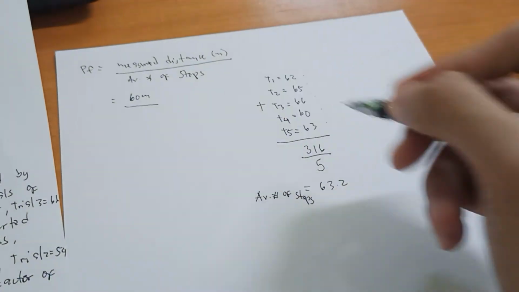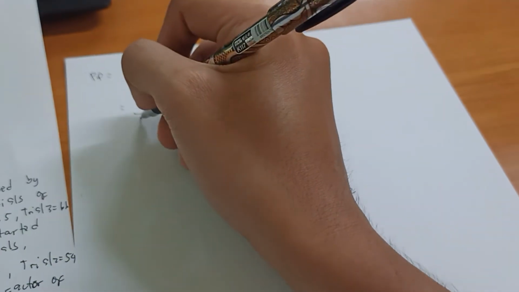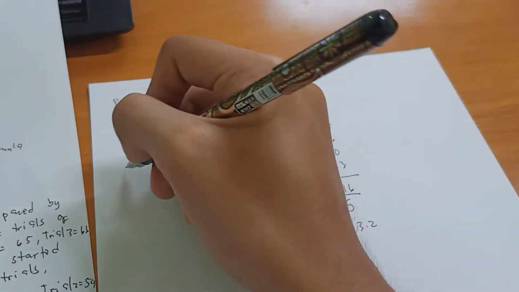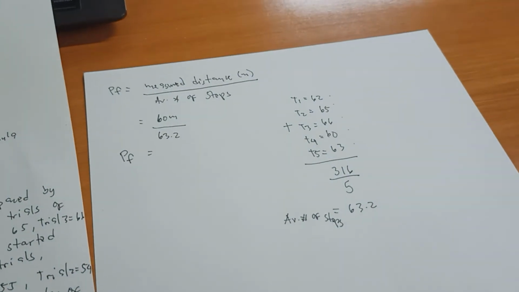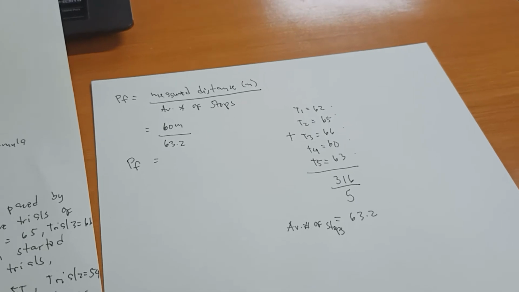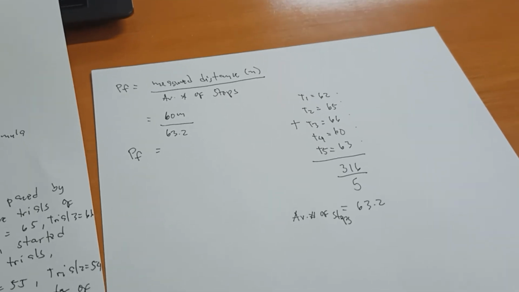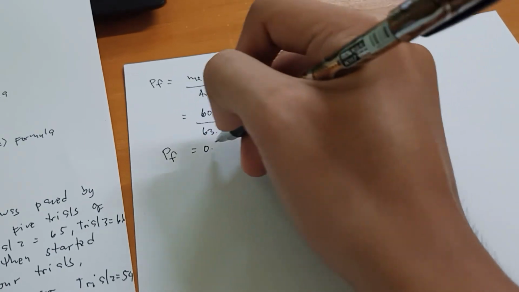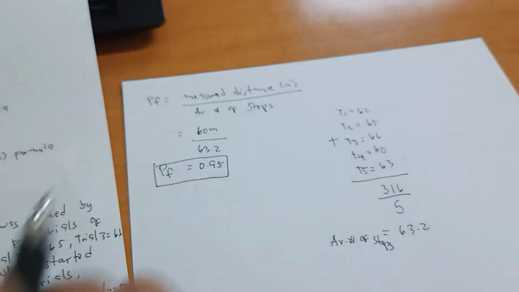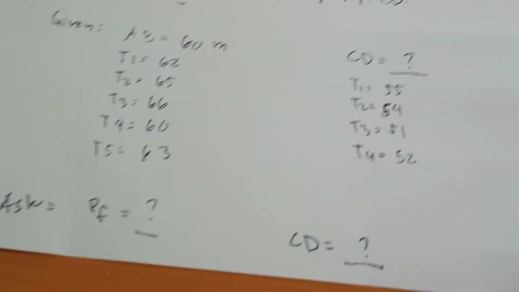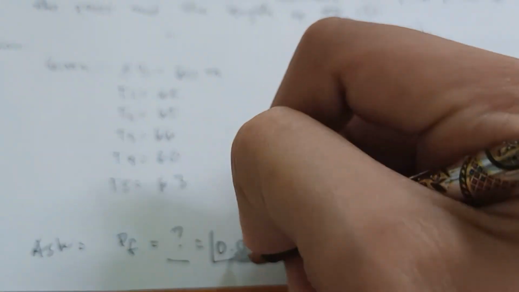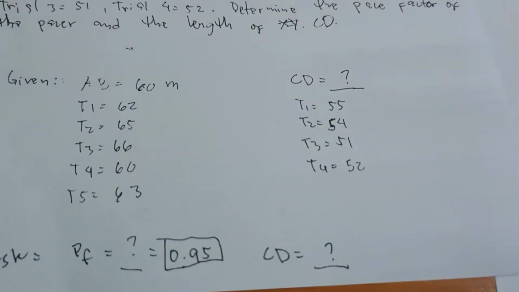Okay, so you just need to substitute that in the formula. 63.2. So we have pace factor equal to 60 divided by 63.2, which is equal to 0.95. The pace factor of Alberto is 0.95. So the answer for this one is 0.95. That is the pace factor of Alberto.